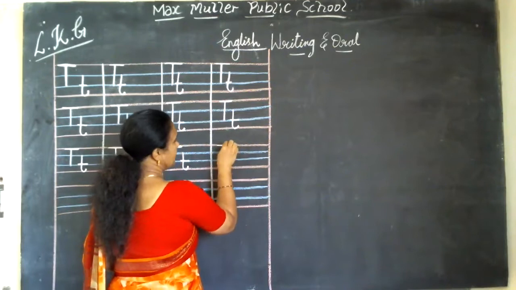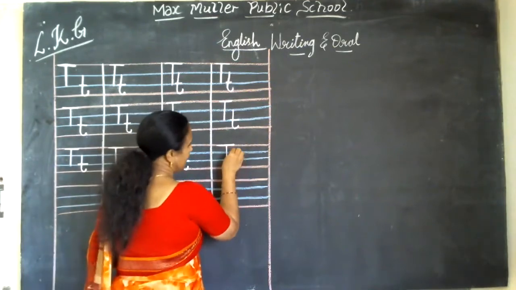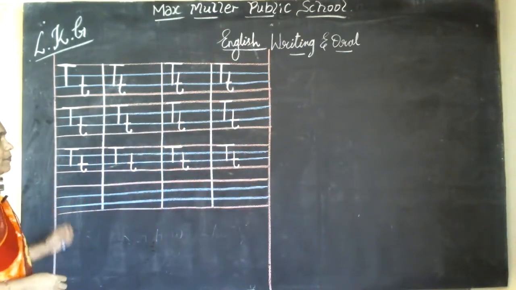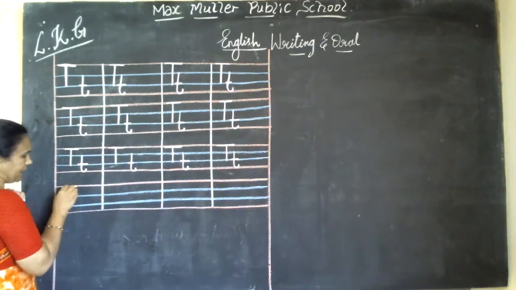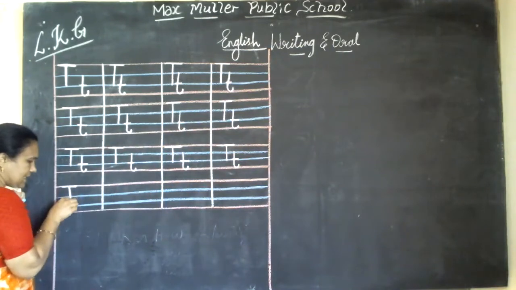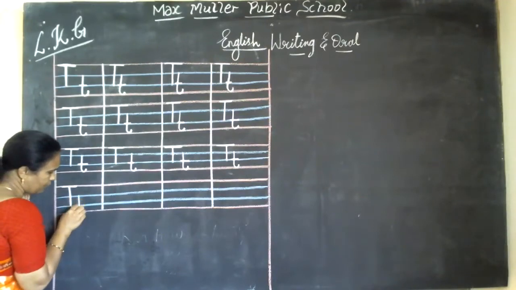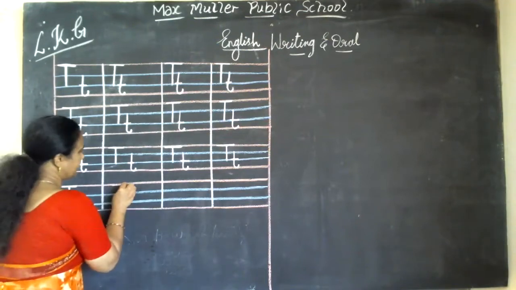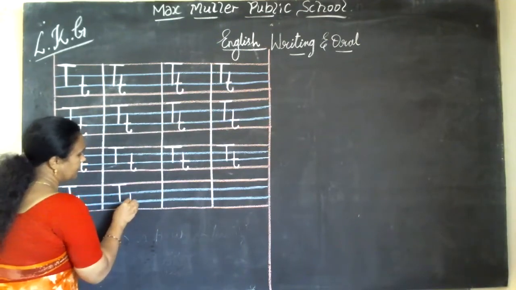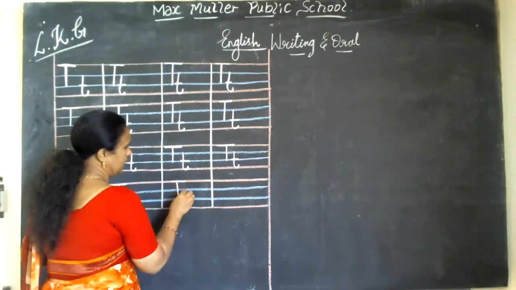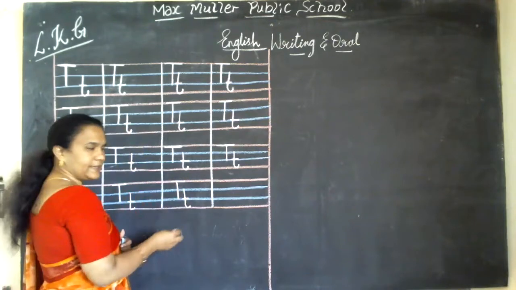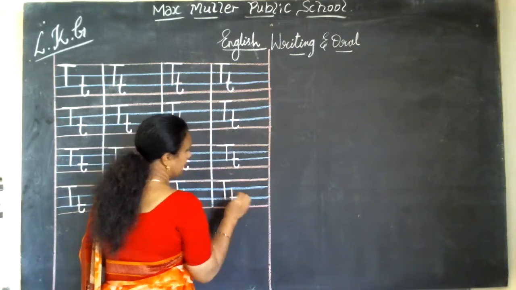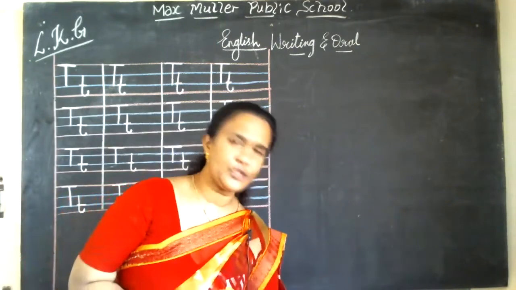Again, sleeping line, standing line, again, standing line and curve, then sleeping line. Capital T, small t. Again, sleeping line, standing line, again from blue line to red line, again, sleeping line. Capital T, small t. Like this, you have to write it in your classwork.